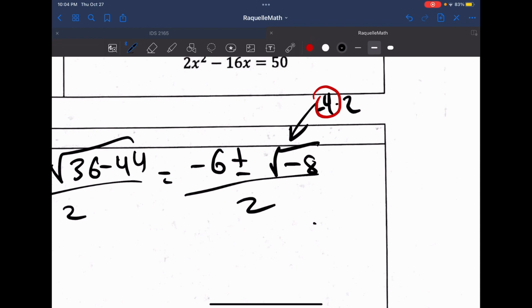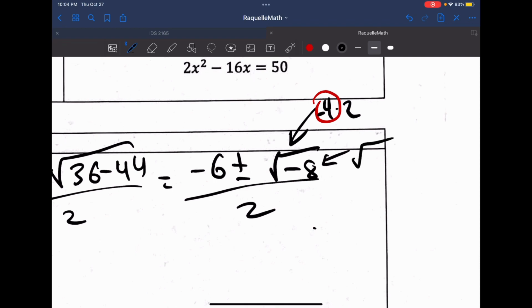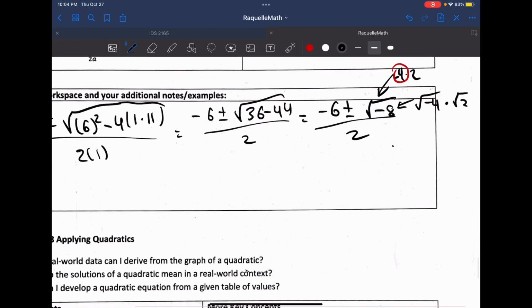We're trying to get the negative out of this, so it will be -4. So we'll take the square root of -4 times +2. So we'll get -6 plus or minus, and when we take the square root of -4, we get 2i times the square root of 2, divided by 2. Then simplifying, we get -3 plus or minus i square root of 2 as our final answer.